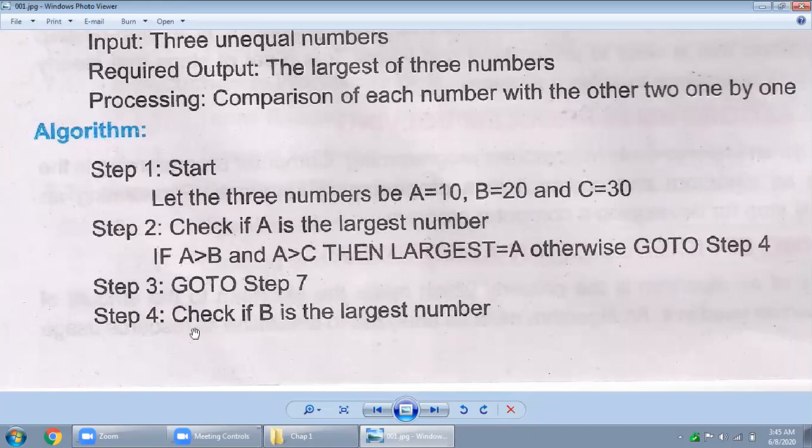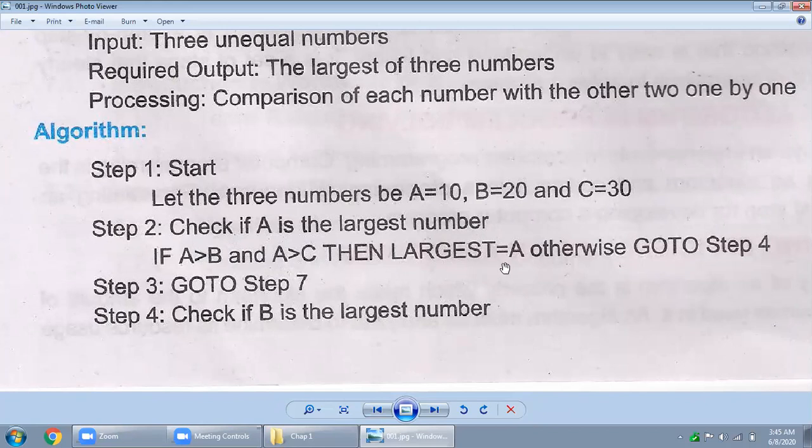And we are now performing step 4. Check if B is the largest number. Now we will repeat the same step for B. In the first step, we performed it with A: if A is greater than B and A is greater than C, then the largest is A.